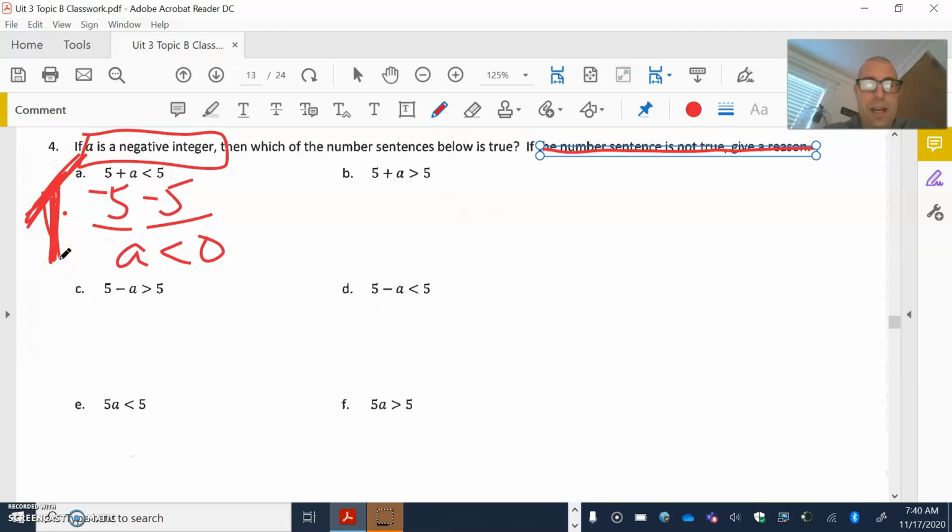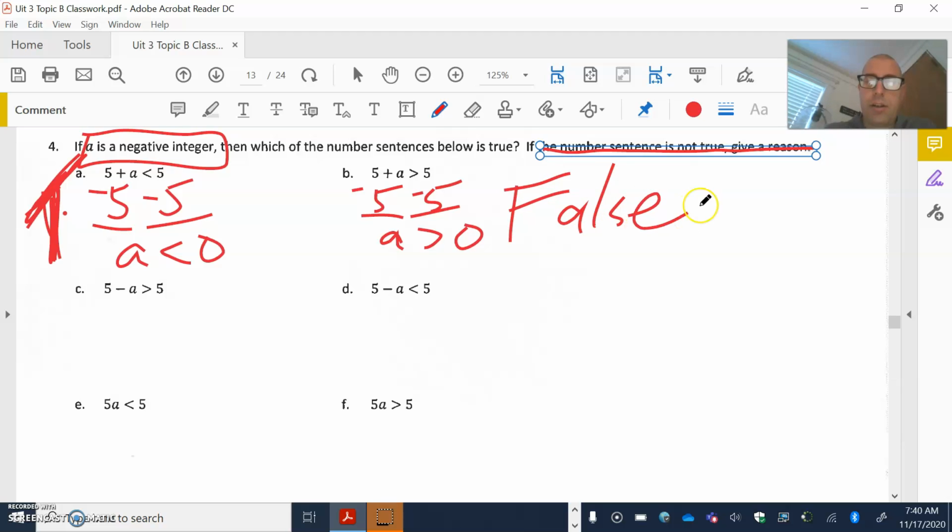Let's go over to B. To get a by itself, again, we're going to subtract 5 from both sides. So what we have left is a is greater than 0. If a is greater than 0, is it a negative number? No, it's a positive number. So that's going to be a false that we'll be dealing with here. Anyway, let's look at letter C here.